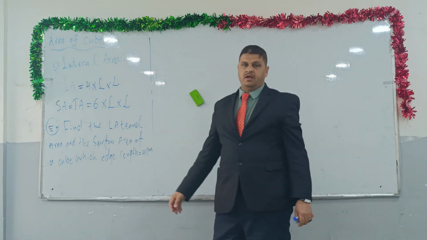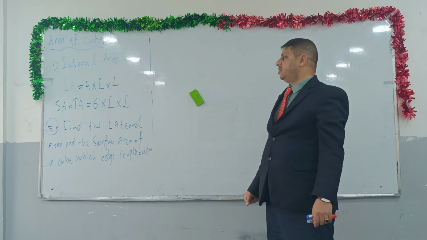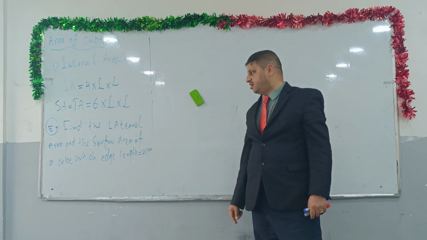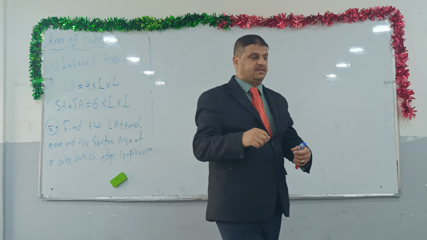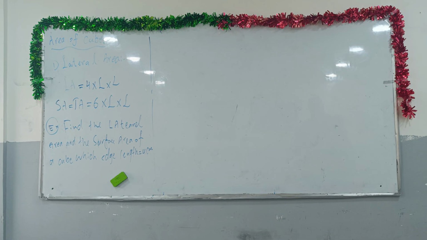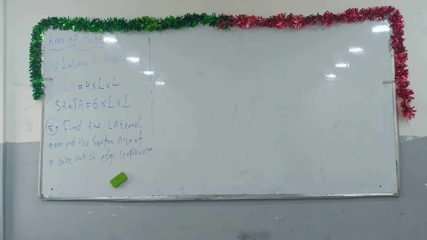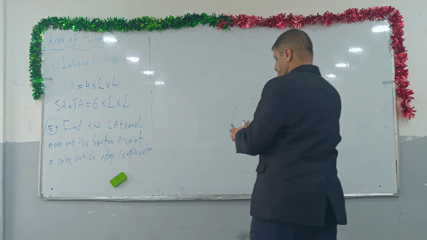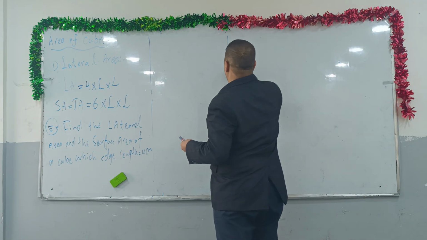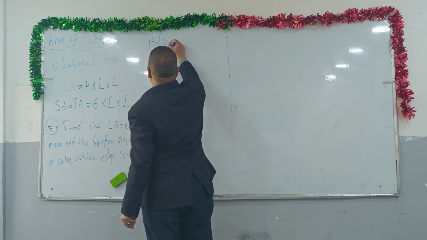Complete this example, which is about finding the lateral area and the total area for this cube. Of course, this lesson is a fast review of yesterday's lesson, which is related to the lateral area and the surface area of the cube. All I do is write the solution.